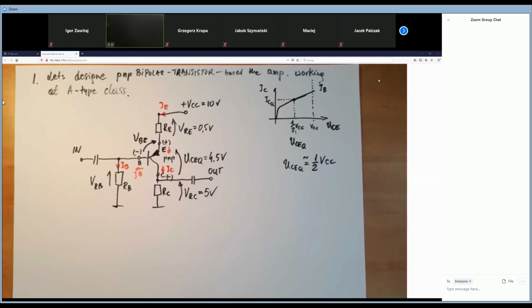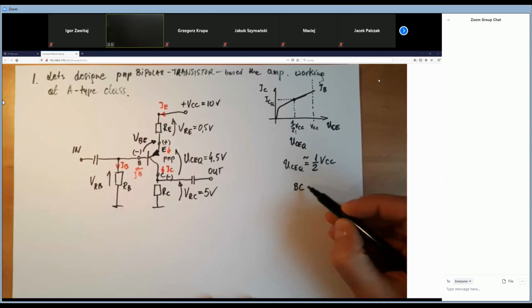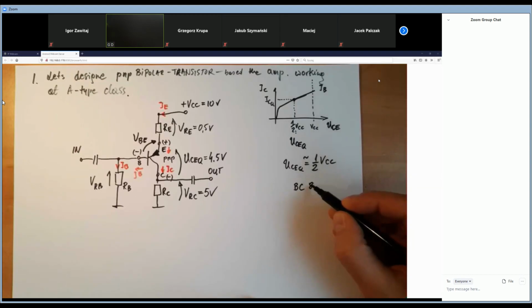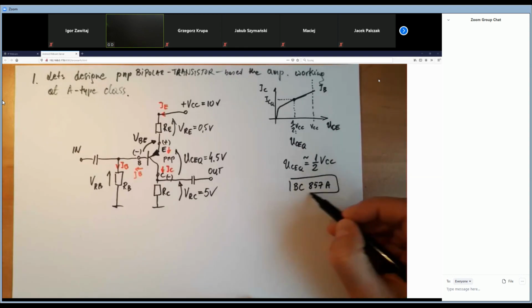I can suggest that, because this is a very simple audio amplifier with not so huge a bandwidth, in fact, a typical BC type of transistor is enough. Maybe it could be the BC857A. What is the letter A?